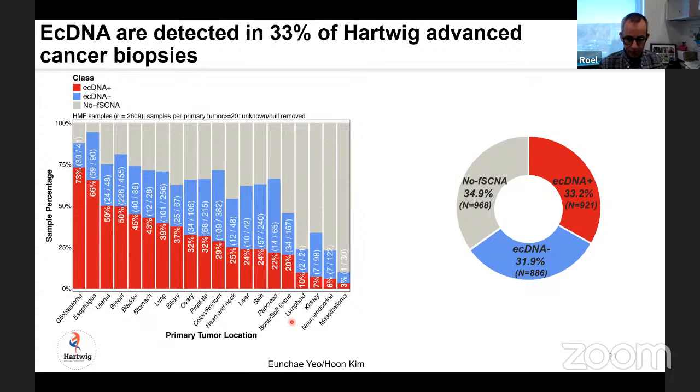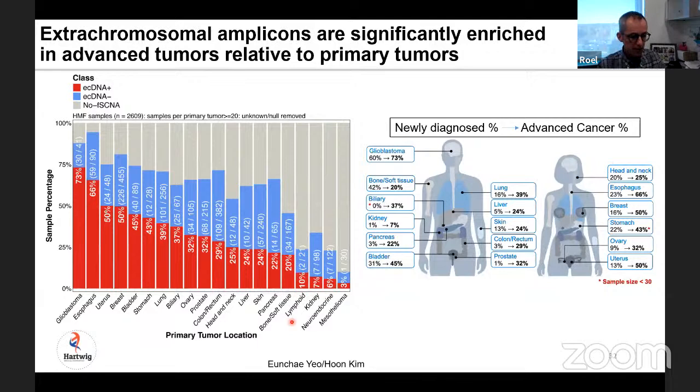Now, we then did a direct comparison within tumor lineages and find that indeed, also within a tumor lineage, we see a significant increase in the relative penetrance of ecDNA. For example, and we limited our analysis to subsets where we had at least 30 samples, in esophageal cancer, the relative frequency goes from 23% to 66%. Breast cancer from 16% to 50%. Stomach from 22% to 43%, and so on and so forth. So the increase in ecDNA frequency is not because we have a different distribution of cancer types between the two large cohorts, but because within tumor types, there are significantly more cancer samples containing at least one ecDNA.